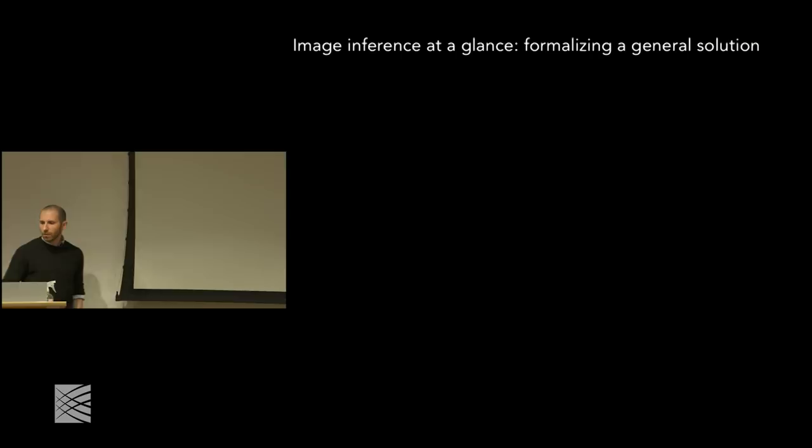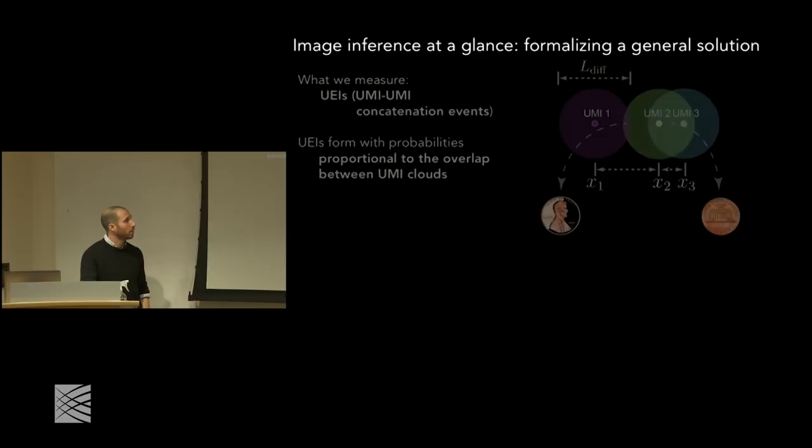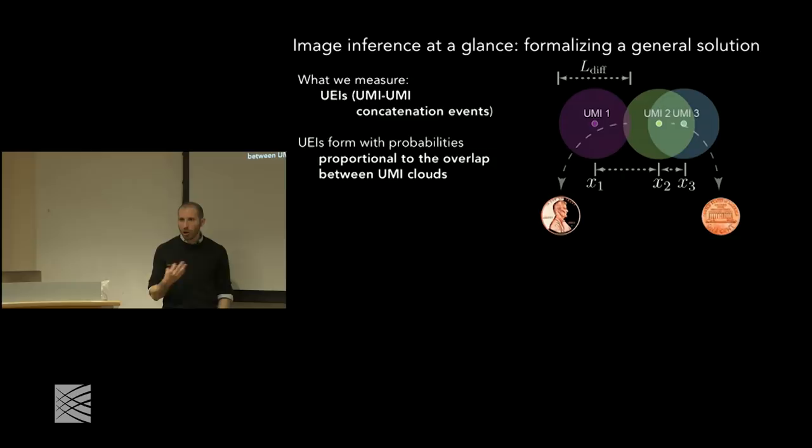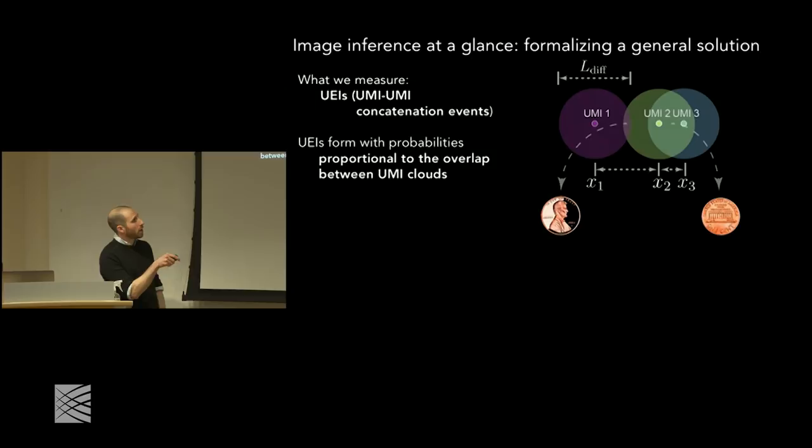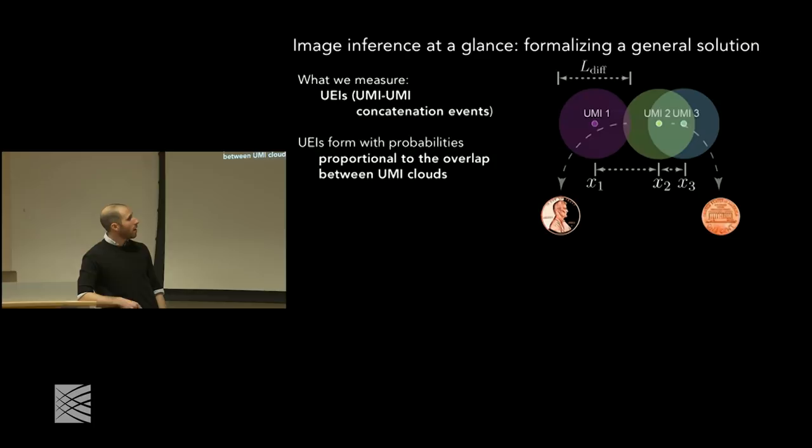Now we want to look at what it entails to infer an image from data like this. The way to think about this in a general way is that we're given a probabilistic reaction, one that's generating these UEIs, these unique event identifiers, probabilistically, so that every single time we measure a UEI, we're performing a statistical sample on an ensemble that's defined by the overlaps between individual diffusion clouds. In this cute analogy, we can talk about the basic probability of flipping a coin. The important point is that the probability of getting any outcome will depend on the size of the overlap between these UMI diffusion clouds.